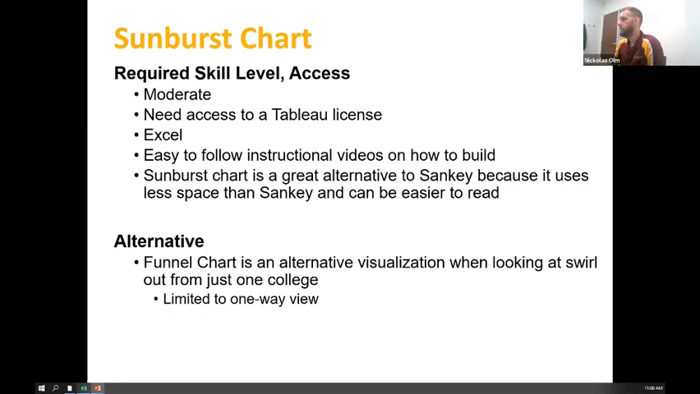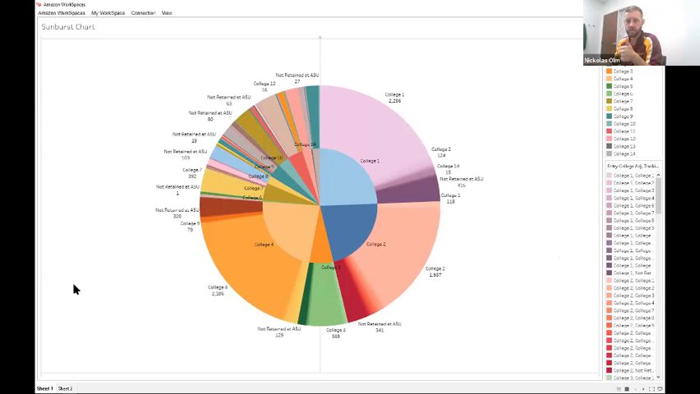So I'm going to show you my sunburst chart. Everyone can see the sunburst chart? Yes, okay.